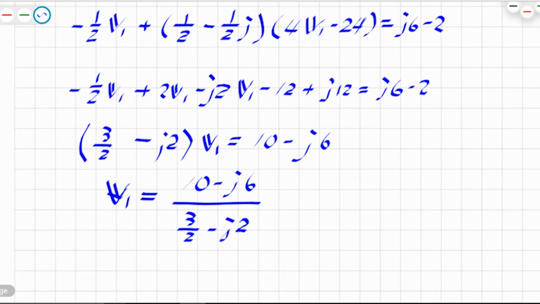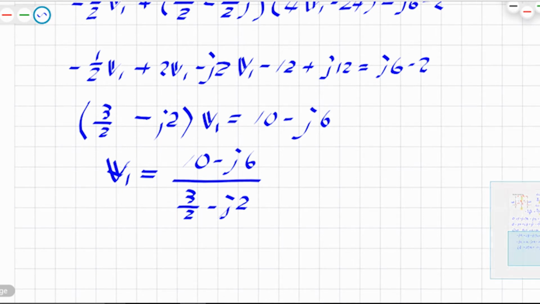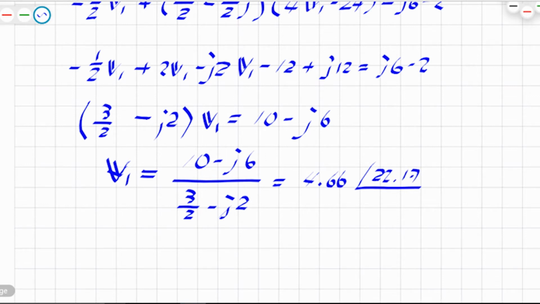So up to that point, again, we can make a phasor. We can change the numerator to a phasor and the denominator into a phasor, and that is an easier way to do it. So we have the magnitude to be 4.66, and the phase angle is the difference between the numerator and denominator's phase angle. That ends up to be 22.17 degrees volts.